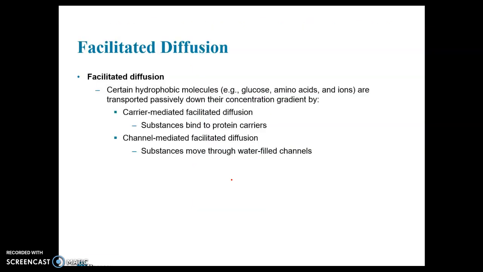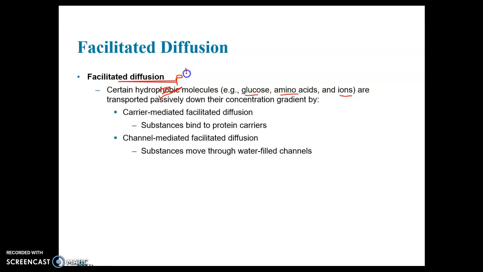Facilitated diffusion occurs with certain molecules like glucose, amino acids, and charged atoms or ions that have a positive or negative charge. They are hydrophobic. Sorry. It should say hydrophilic. Okay, this is a mistake. It just happens sometimes. It should say hydrophilic, P-H-I.